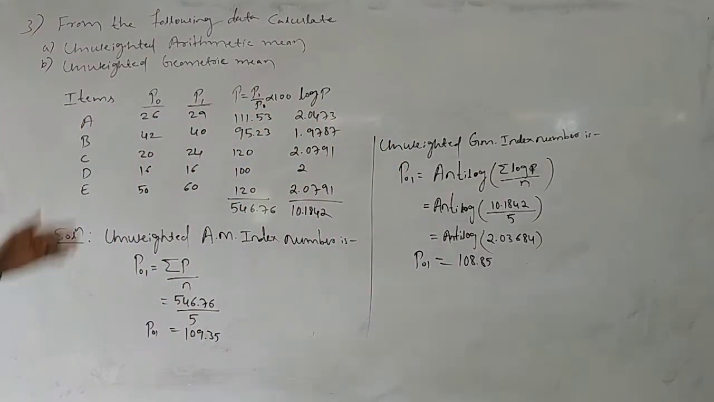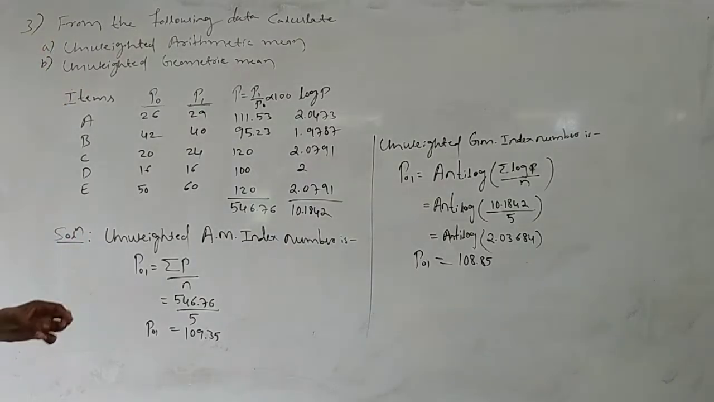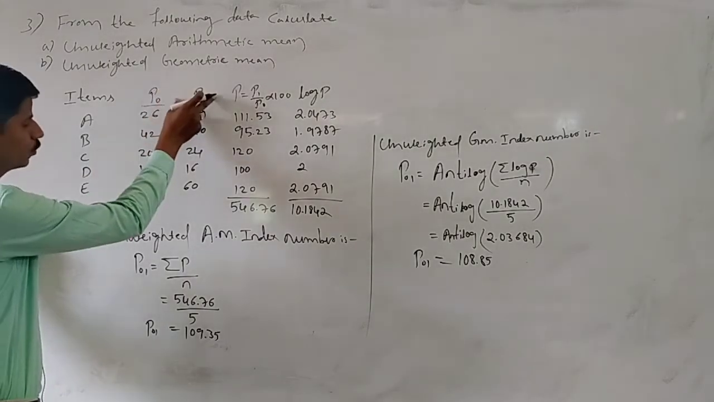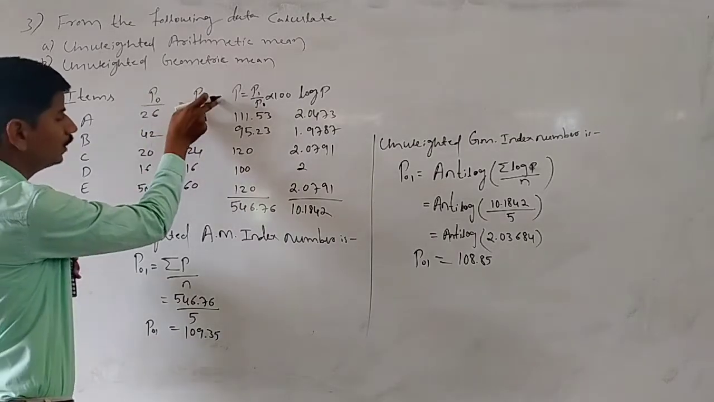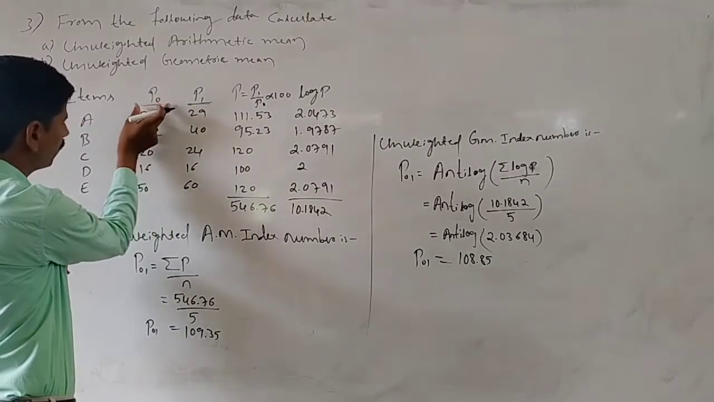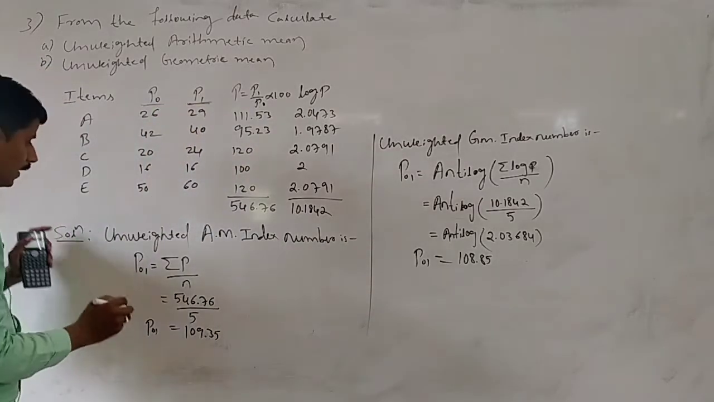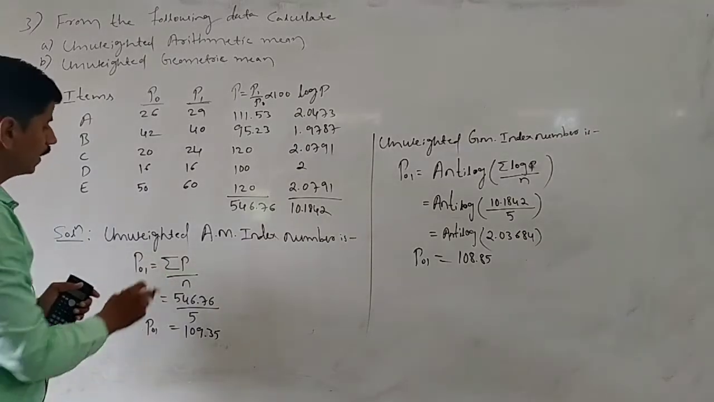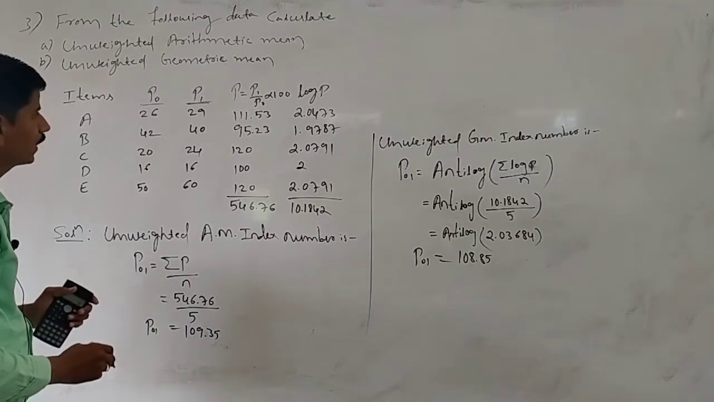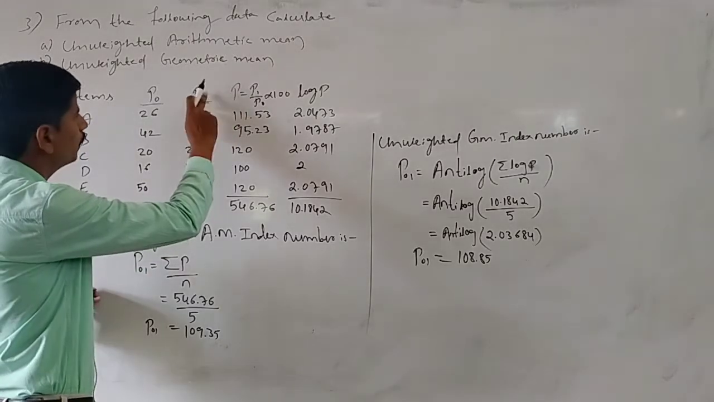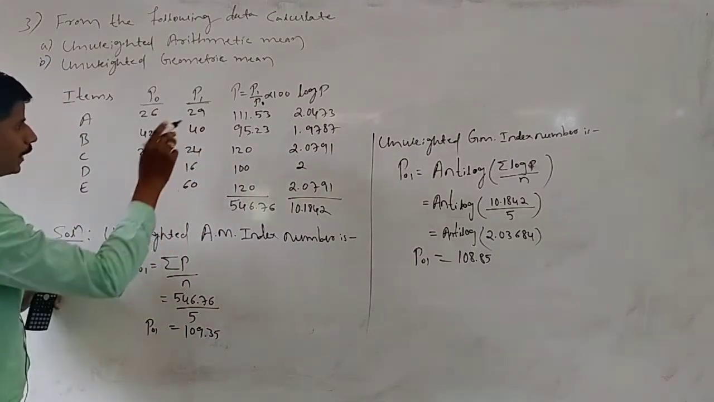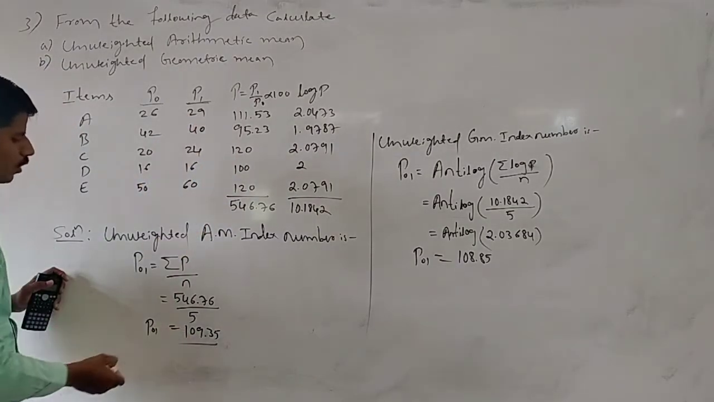That's it. It is a 5 marks question, very important. From the following data, calculate unweighted arithmetic mean and geometric mean. Here they are given prices in 2010 and prices in 2012. Here 2010 is the base year, P0, and 2012 is the current year, P1. Here you have to apply the arithmetic mean formula: P naught 1 equal to sum of P by n. Here P is the price relative. We have to calculate P values: P equal to P1 by P0 into 100. Then find all the values. We require sum of P, then substitute the values, and we get 109.35.